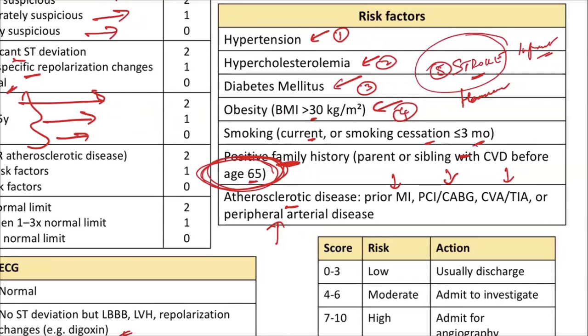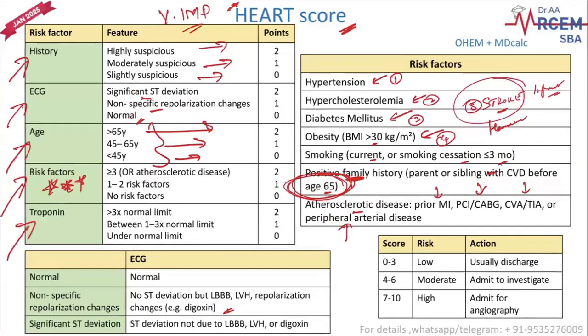One more thing you need to remember is, if you're having three risk factors, for example, hypertension, hypercholesterolemia, and diabetes, scored as 2. 1 to 2 risk factors, 1. The tricky part here is, if you're having only an atherosclerotic disease, or one of the risk factors is atherosclerotic disease, directly they get 2 points. That's why I mentioned here, or atherosclerotic disease.